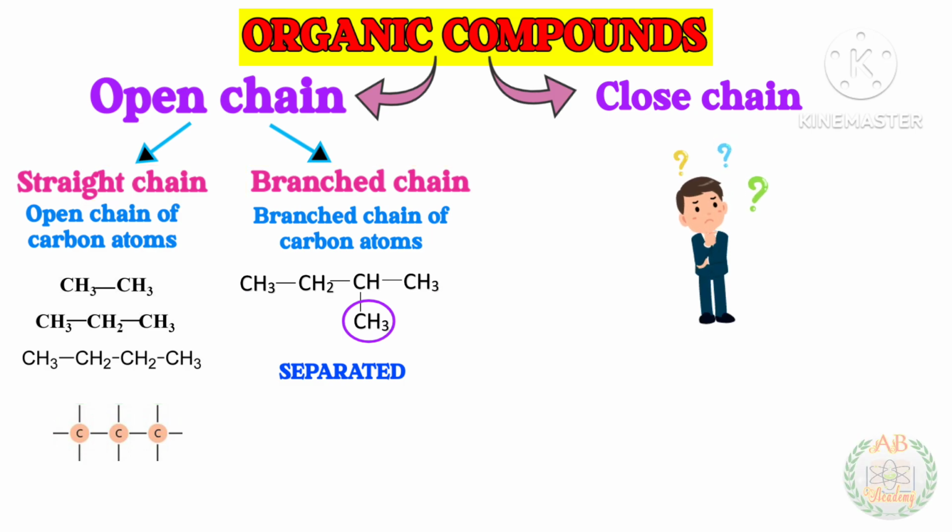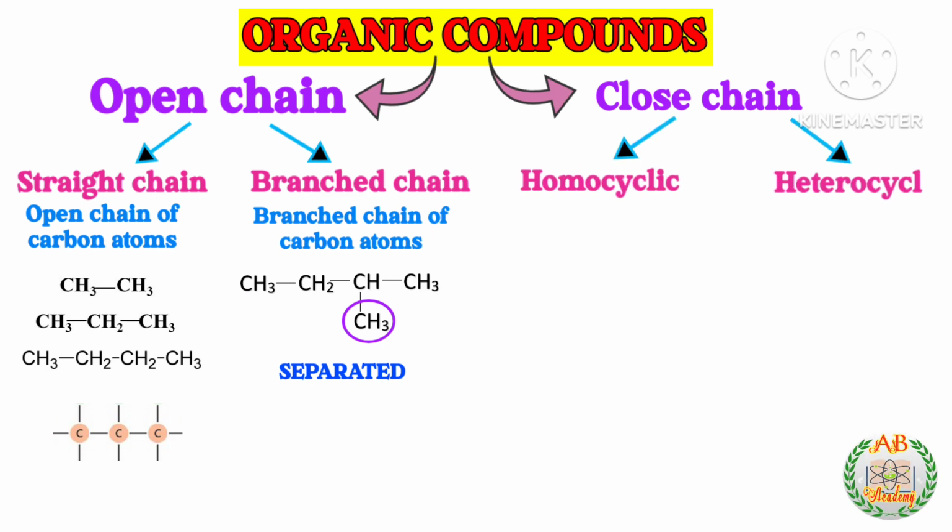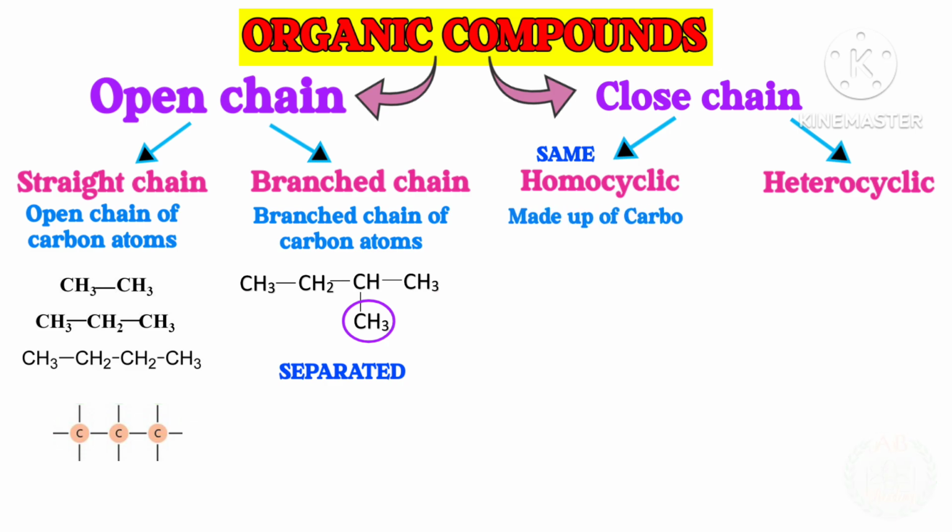Now, what about closed chain organic compounds? Well, closed chain organic compounds are divided into homocyclic and heterocyclic organic compounds. The word homo means same. So, homocyclic are those organic compounds which are made up of only carbon atoms. Generally, homocyclic compounds are called carbocyclic compounds.